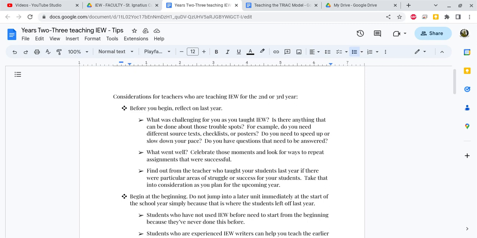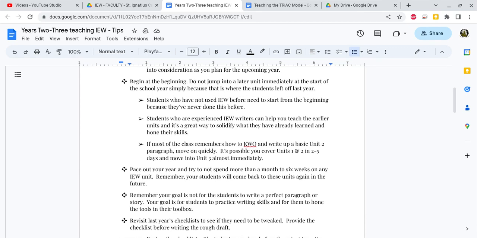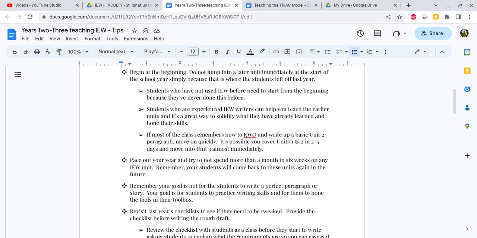Celebrate those moments and think about how you can try and repeat some of those successes in the upcoming school year. And then also find out, for example, if your students did IEW the year before, see if you can get any information from last year's teacher about this particular group. Was there something they really enjoyed? Did they really like the fiction writing? What are some things you could build on from the year before? And if there were any particular students or areas of concern, then that teacher could share that with you as well.